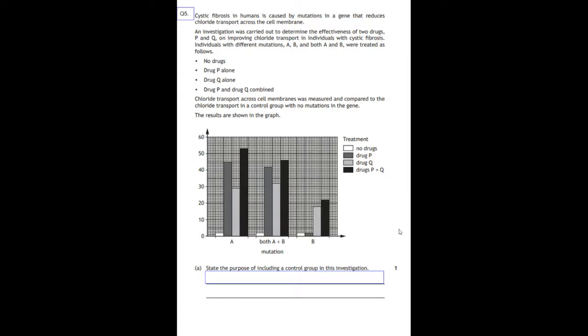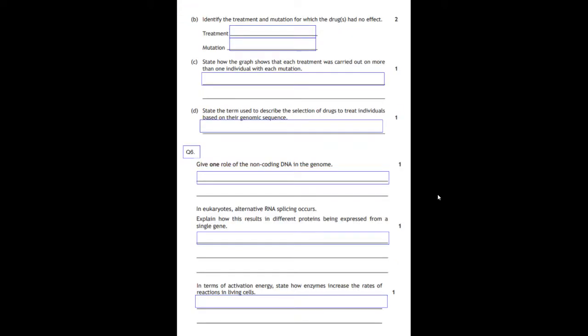State the purpose of including a control group in the investigation. So this shows the effect of the mutations, or to show the effect of the drugs, each drug, or to prove the drugs increase chloride transport, or to compare with and without the drugs, not just the word compare alone. So you have to talk about it allowing a comparison between the drugs or the mutations or something like that.